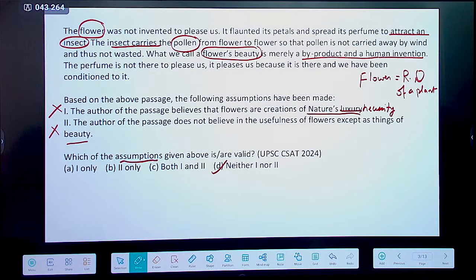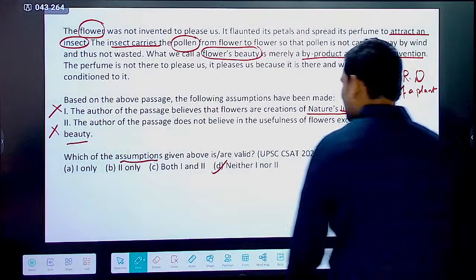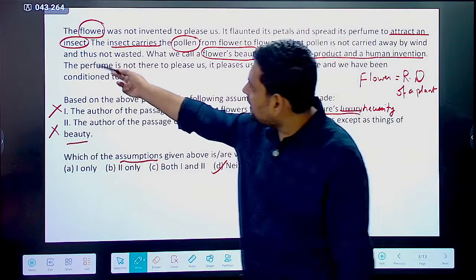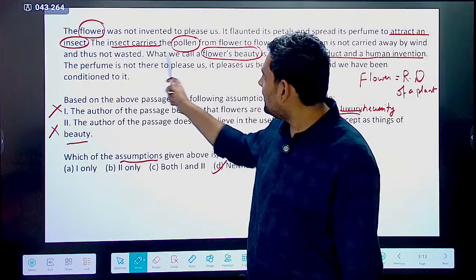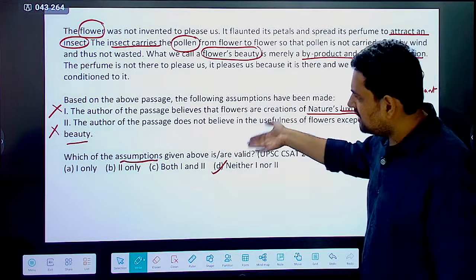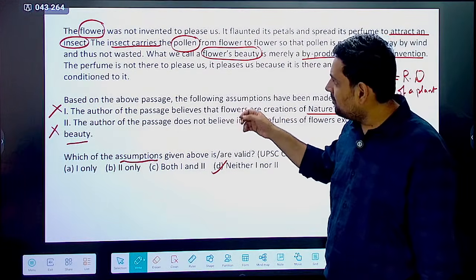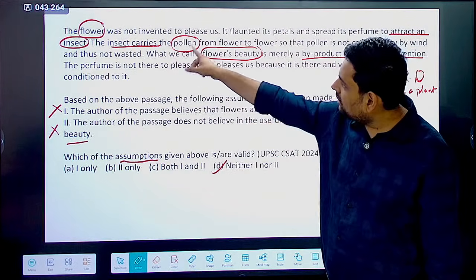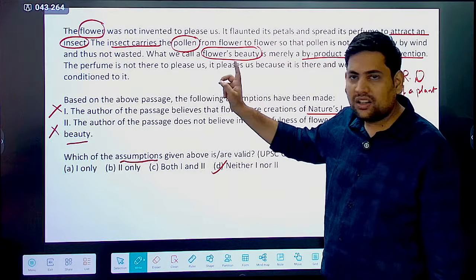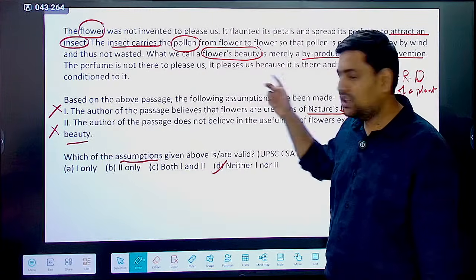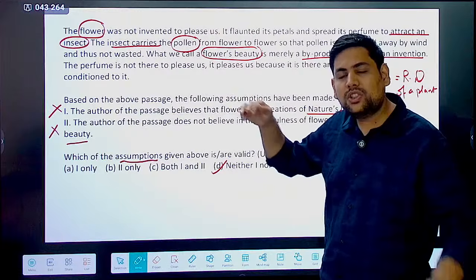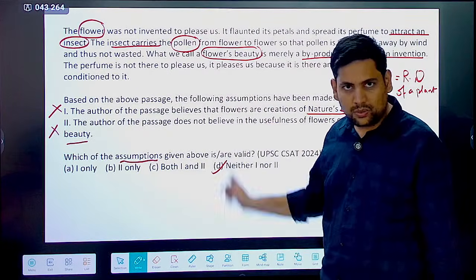Yes, Dheeraj. Yes. Understood? So this is how you have to do it. As you saw here, I marked certain words like flower, insects. Now, insect carries pollen, flower's beauty, byproduct of human invention. Now, these assumptions were easy, but even if they were not, just by reading the rounded words, I can think what might be there. So flower, insect, pollen, flower's beauty is a human invention. Now, can you make the connections? Yes. And this helps you in retention also when you are doing the passage.